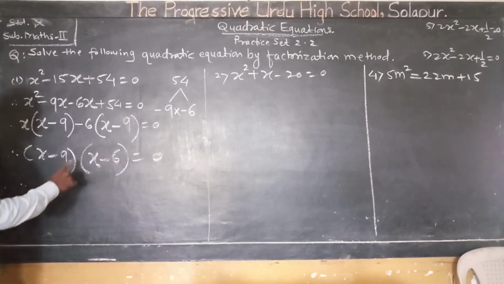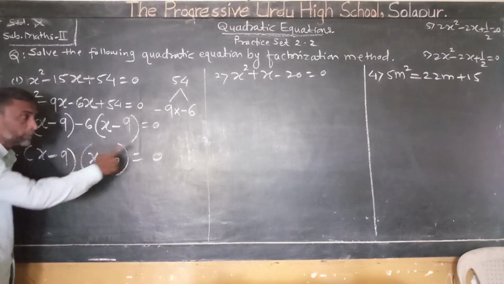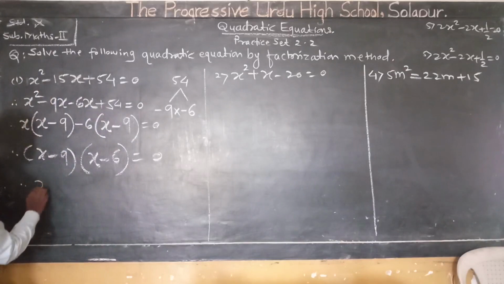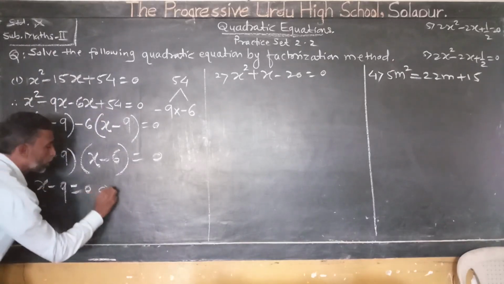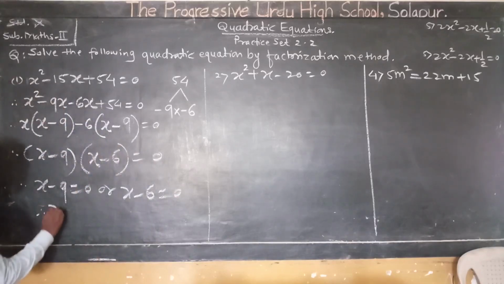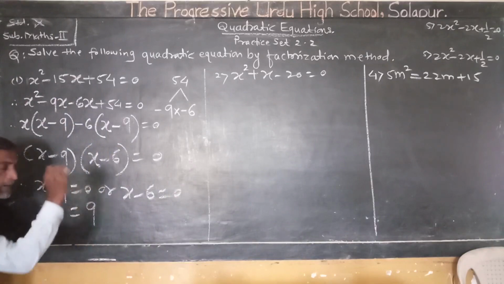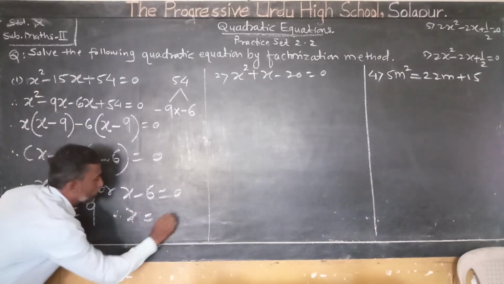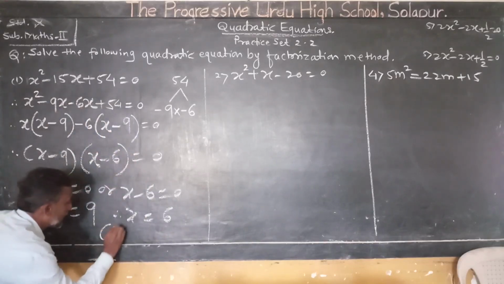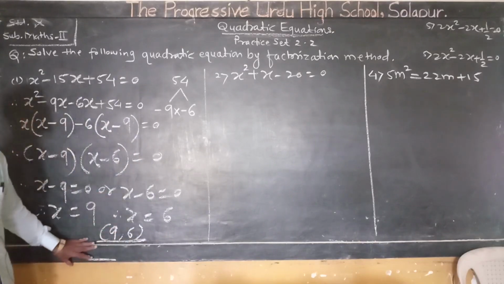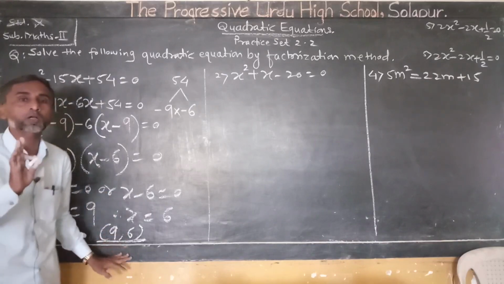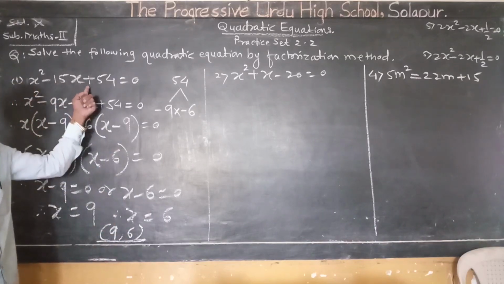Because the multiplication of these two numbers is 0, at least one of them should be 0. Therefore x minus 9 is equal to 0 or x minus 6 is equal to 0. Therefore x is equal to, take it to the right hand side, it will become plus 9. And x is equal to plus 6, take it to the right hand side, it will become plus 6. In this way, 9 and 6 are the solution of this quadratic equation, or these 9 and 6 are the roots of this quadratic equation.